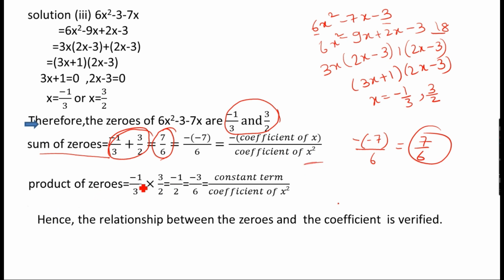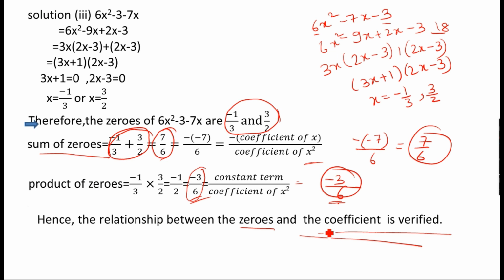And also the product of zeros is equal to minus 3 by 6, and this minus 3 by 6 is the constant term minus 3 and the coefficient of x square is 6. This term is equal to this term. Hence, the relationship between the zeros and the coefficients is verified.